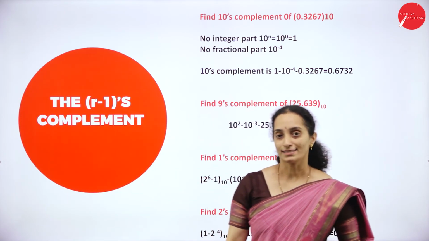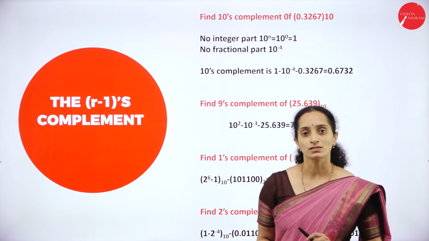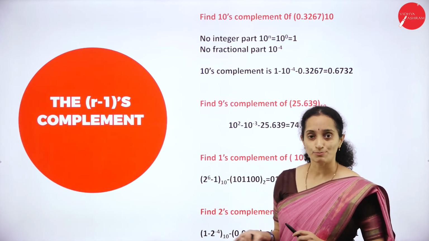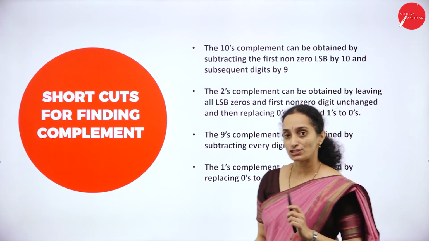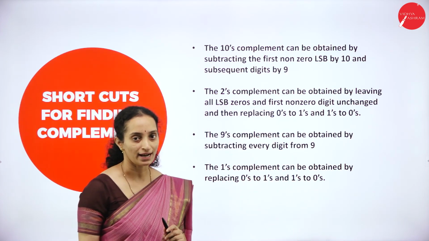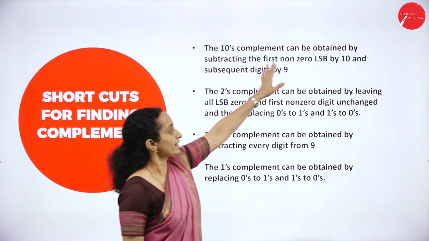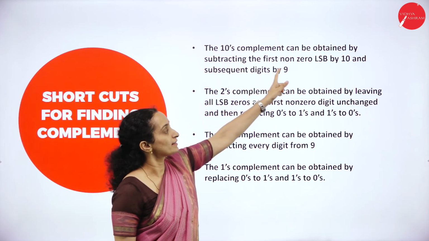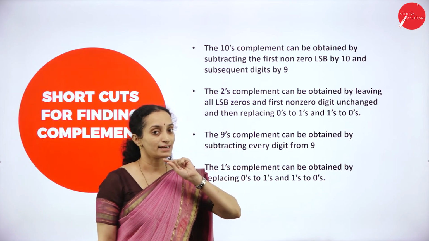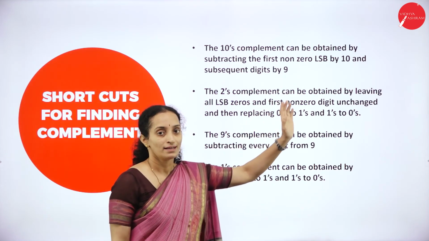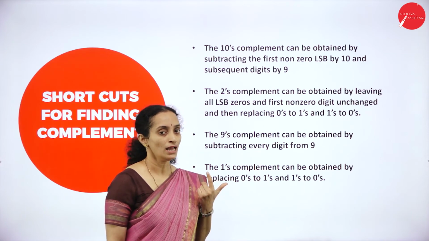Alright. The next question is whether we have to carry out all these procedures to find the complement. Not necessary. There are some shortcuts that can be used for finding a complement. In tens complement, it can be obtained by subtracting the first non-zero least significant digit from 10, and other subsequent digits from 9.